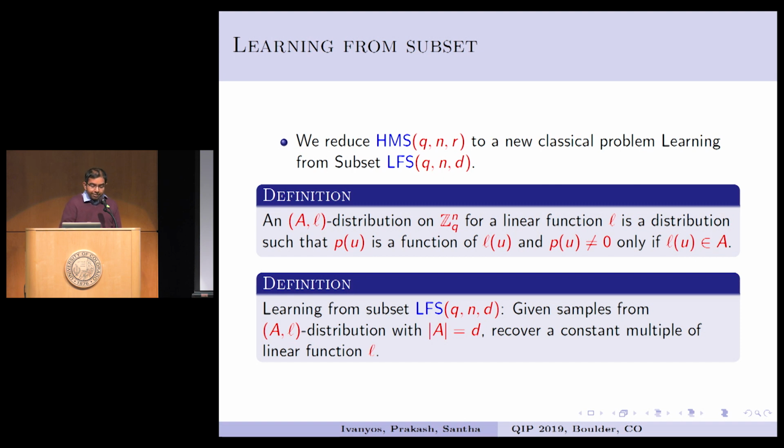I have to first define the sampling distribution from which you get samples. An A-L distribution on Z_Q^n for a linear function L is a distribution such that the probability of sampling u is a function only of L(u), and it's non-zero if and only if L(u) belongs to A. So if you draw a sample from an A-L distribution, you know that L(u) belongs to a certain finite set. Like L(u) can be 1, 2, 3, or 4, let's say. That would be the analogy. And the learning from subset problem is, given independent samples from the A-L distribution with the size of A equal to d, to recover a constant multiple of this linear function.